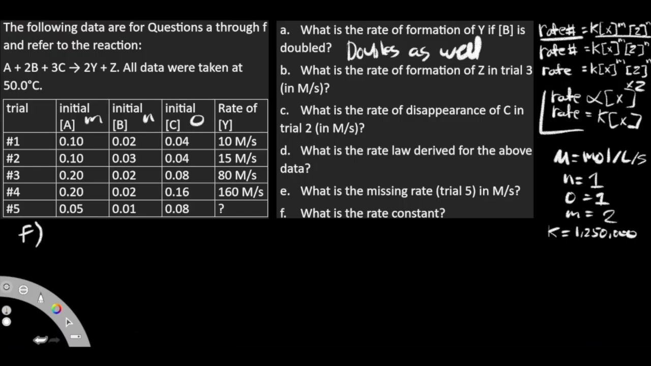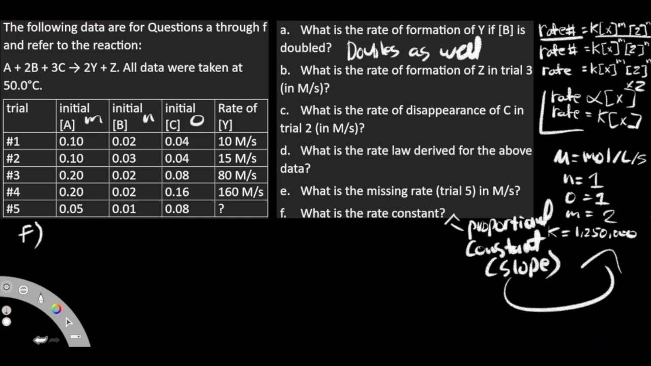All right, lastly for F, what is the rate constant? Rate constant is another way of saying the proportionality constant. And remember, at the beginning of the video, I said the proportional constant is also known as the slope, also known as K when we deal with the rates of reaction and the rate law. So isn't that this one over there? That's the answer. K is equal to 1,250,000.